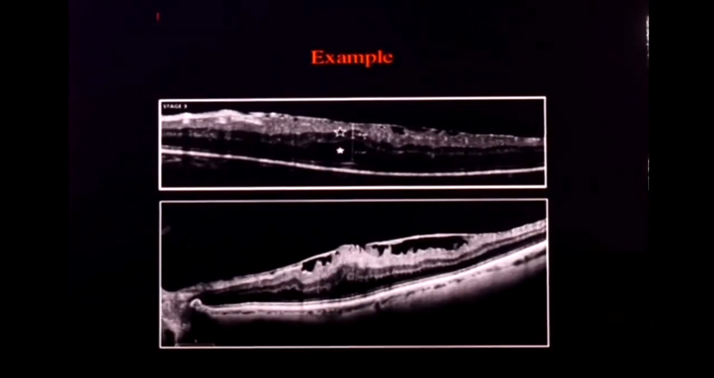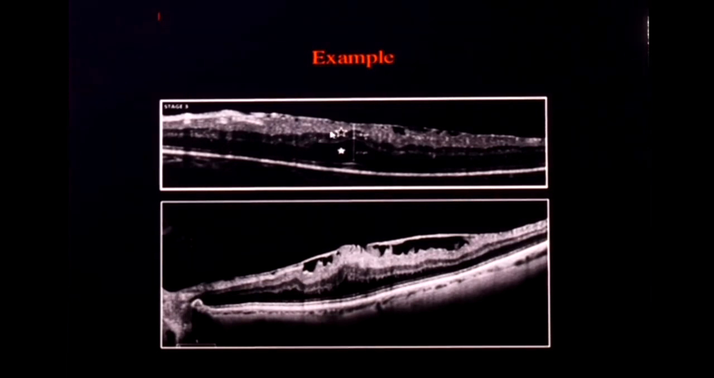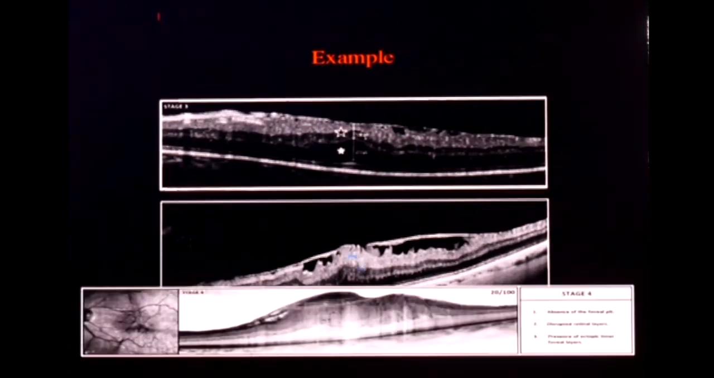Now this is the representative OCT that was given in the original paper that described it, where this is the foveal region and you have this layer that is similar to the inner plexiform layer and the inner nuclear layer here. This is one of our cases which has a similar appearance.